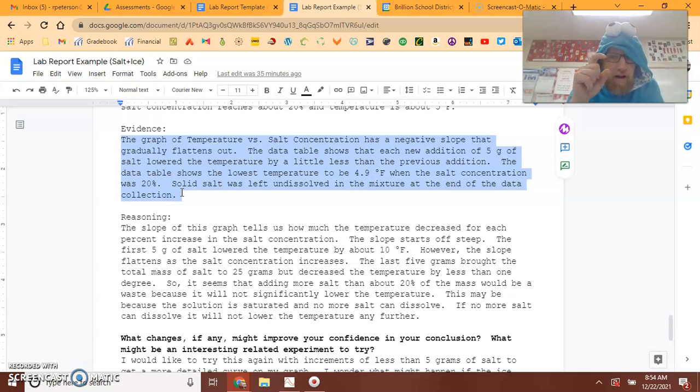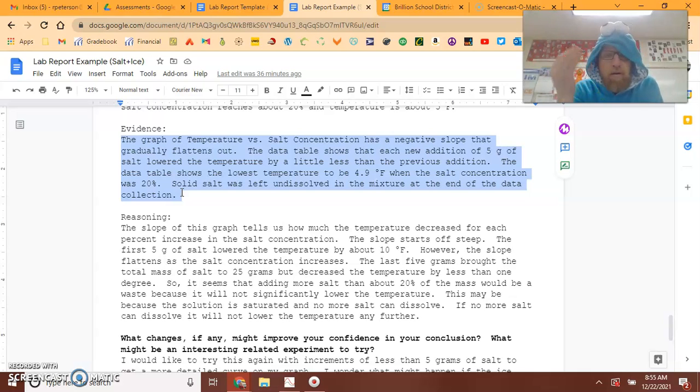Every time we added 5 grams, we can see that the temperature went down a little less than the previous one. You can see that we had observation that there was solid salt left in the container when we got to the end. So just don't tell me why I'm looking at those things.